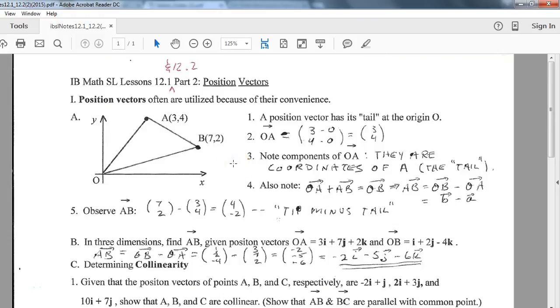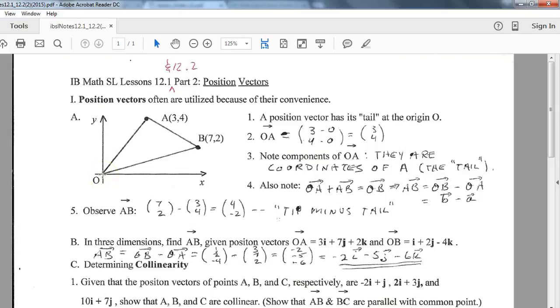So for part two of our notes for 12.1 and 12.2, just a little more look mainly at the formula that we dealt with where we said AB plus BC equals AC. So for the one that you're seeing here, this is now in terms of what we call a position vector. Position vector simply originates at the origin.